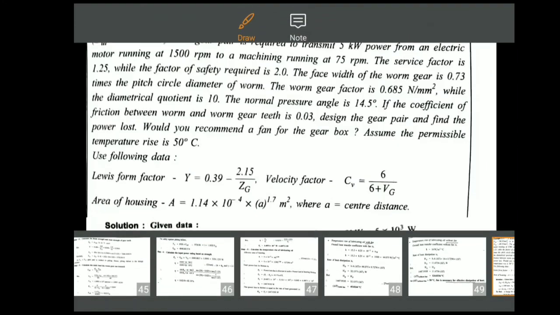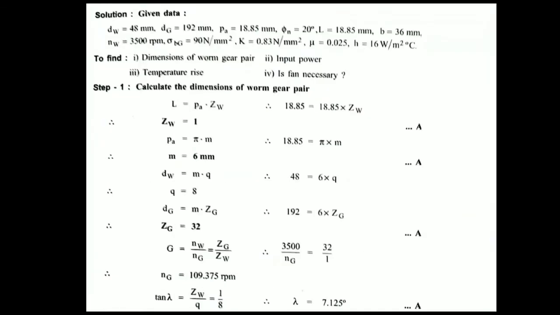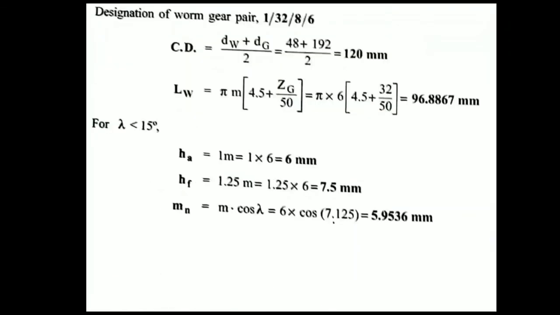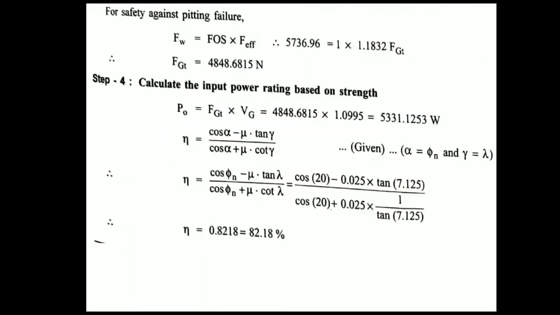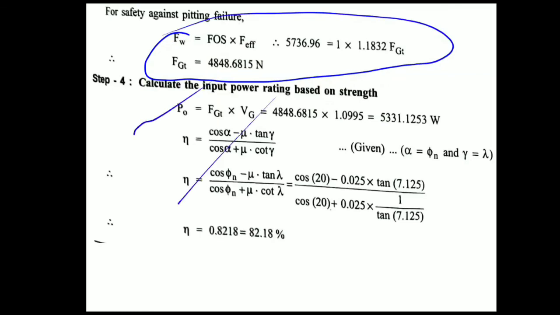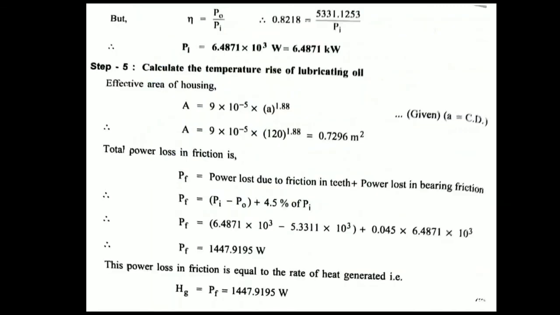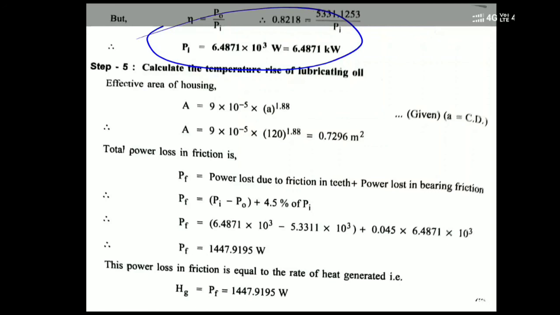So such kind of numerical we need to solve this way. Again I'll explain, revise it. The given data you need to read. Terminology, step number 1, dimensions. Step number 2 will be beam strength. Next will be the wear strength, checking of the weaker part, that is effective load. Add the values, and with respect to the factor of safety, tangential force we will get. Now through the output power and efficiency as per their given data, efficiency is calculated, through which input power is 6 point something. Now they have given the area, specialized area for lubricating oil.